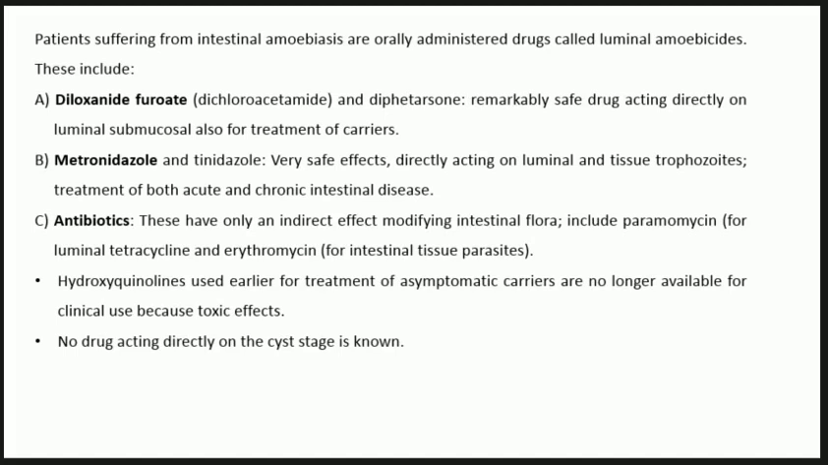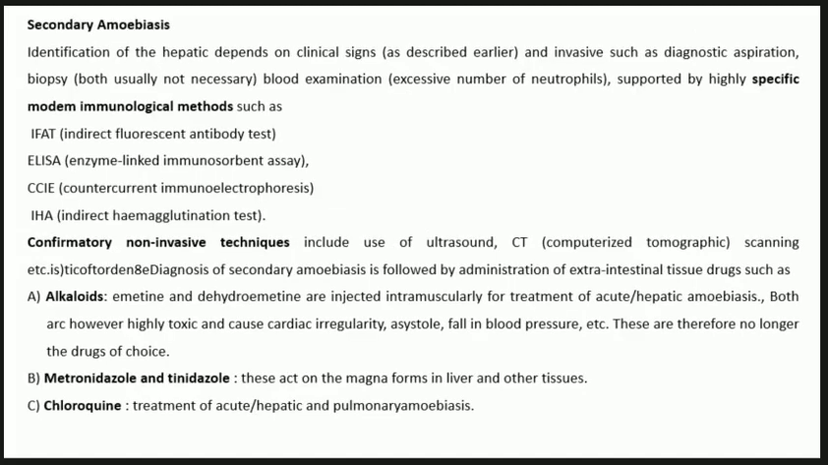Along with this, now we will talk about secondary amoebiasis. This is the stage, as I have already told you, that very few people get, 5 to 10%. This happens when initially too much infection has occurred and people are not looking after it. Some people don't take medicines. At that time there is a possibility that it will aggravate and increase. So identification of hepatic amoebiasis depends upon the clinical signs.